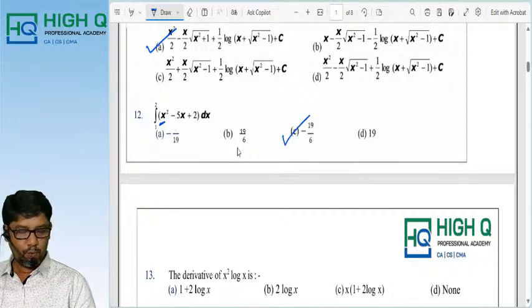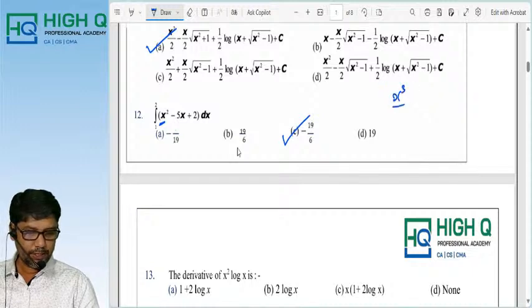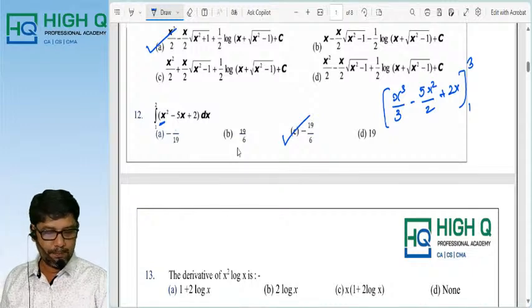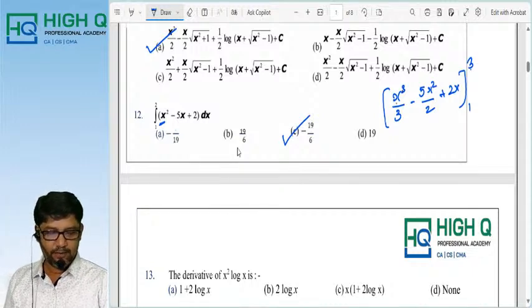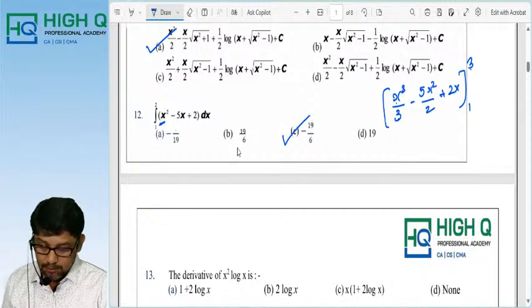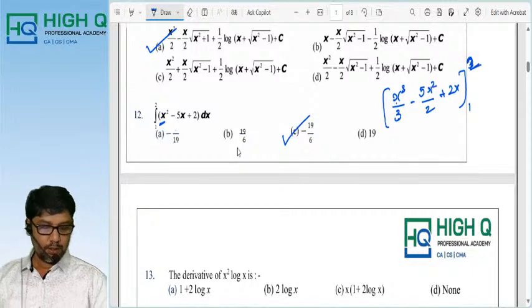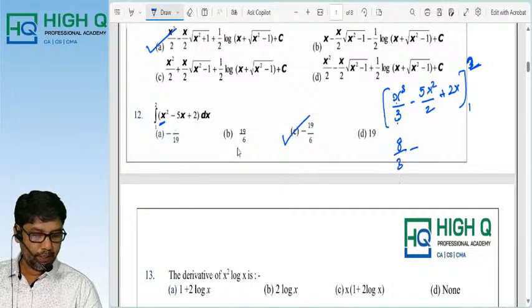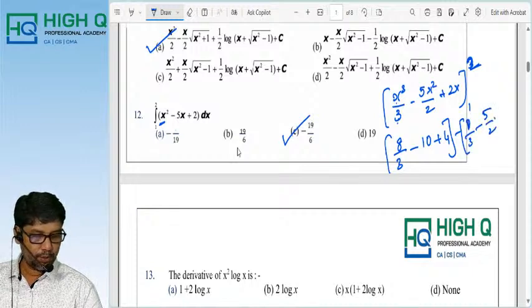Very simple. What is the integral of x square? x cube by 3 minus 5x square by 2 plus 2x. Upper limit minus lower limit. First you apply the upper limit. Upper limit is 2, sorry. So 8 by 3 minus 20 by 2, which is 10, plus 4, minus 1 by 3 minus 5 by 2 plus 2.